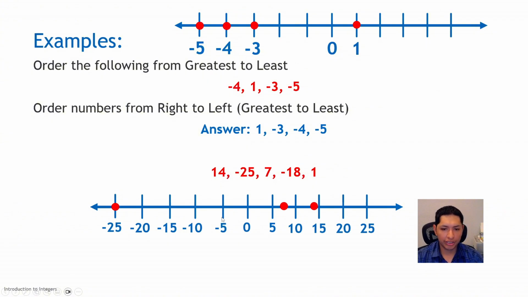-18 is to the left of 0, and it is plotted somewhere between -15 and -20. So it is plotted around here. -18 is closer to -20, so it is more towards that side. And finally 1, as you can imagine, is plotted immediately after the 0 between 0 and 5. So right there. So now I have plotted those points, and just like before, I am going to write them in order from right to left because it is asking for greatest to least. So I start with the rightmost number, which is 14, followed by 7, followed by 1, then negative 18 and negative 25. And that is how to use the number line to order them from greatest to least.